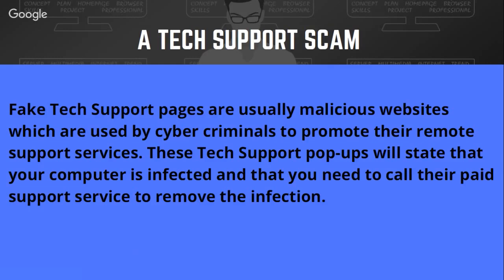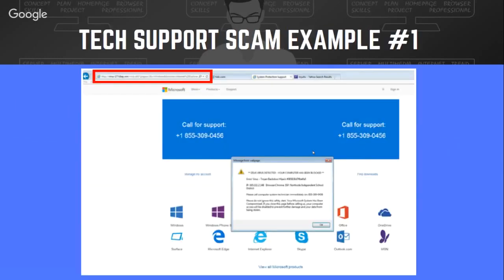So some of the things that users need to look for there is the phone number, first of all. As you can see in this example here, it says call for support 1-855-309-0456. And please, nobody call that number. But that's their first clue on these tech support scams, that they're being asked to call a 1-855 number or some other type of toll-free number.